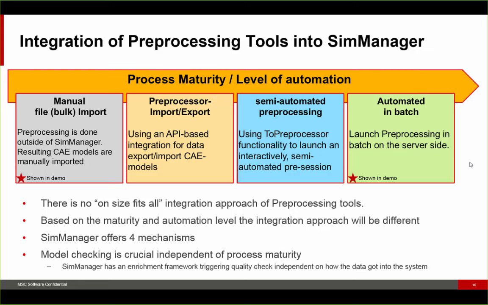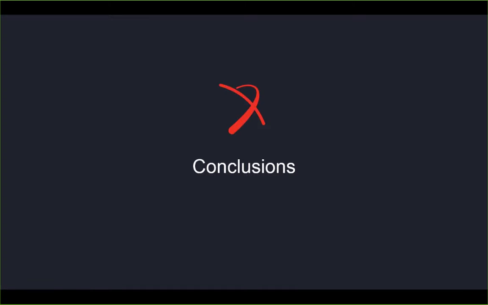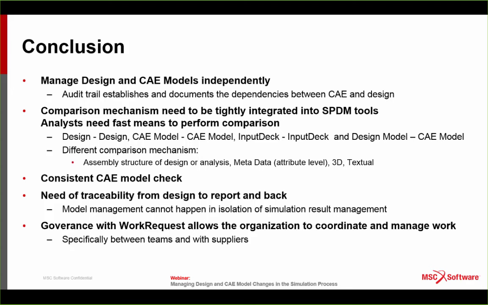Okay, with that, I come to the conclusion. What we showed you today in the presentation is, one, that we believe you have to have the design management of design models and CAE models decoupled. That you need to have numbering and versioning schemes which are different for design than for the CAE model. This becomes even more important if you have multiple disciplines in the system where you have CFD model variants, crash model variants, etc., etc. And it's the audit trail, it's the pedigree tracking which links together the design space with the CAE space.